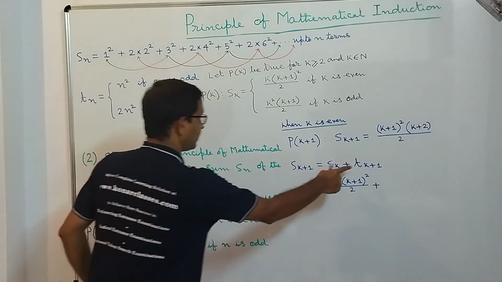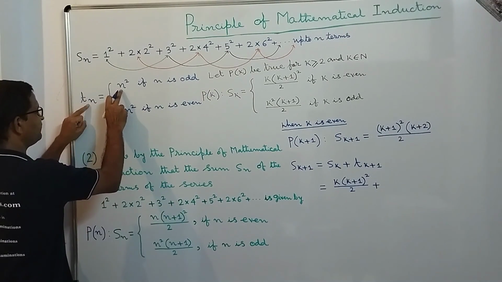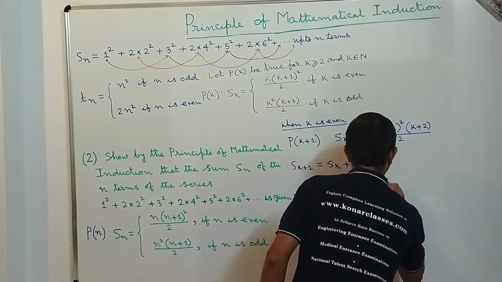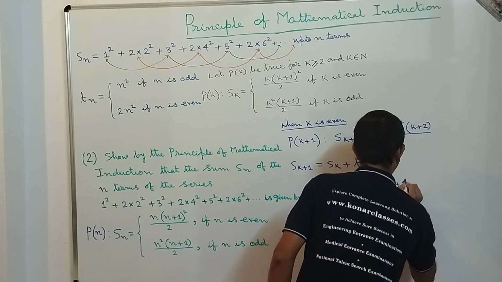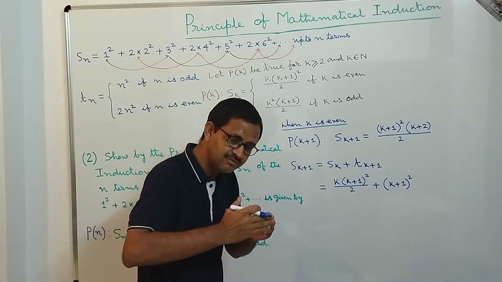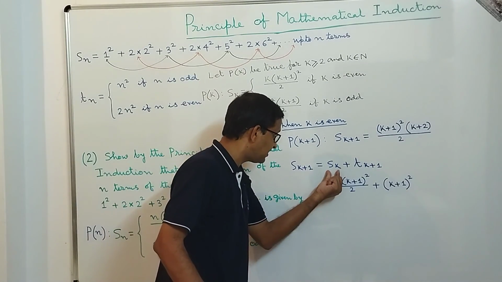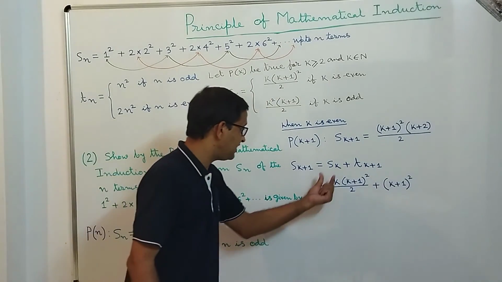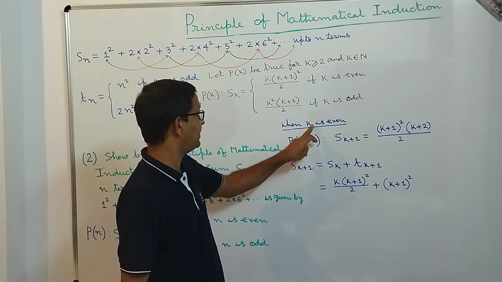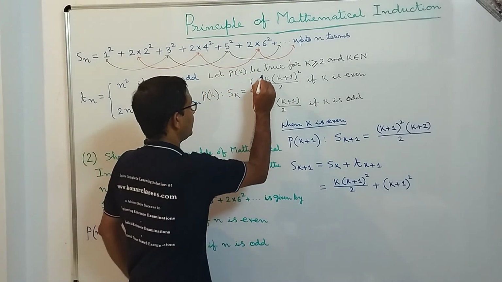Tk plus 1, where k plus 1 is odd. If it is odd, then for tk plus 1 we should take this branch of the definition, that is (k plus 1) whole square. Correct or not? So we can write here that it is equal to (k plus 1) whole square. Let me say once more, dear students, Sk plus 1 is nothing but the sum up to the first k terms plus the (k plus 1)th term. So that means Sk plus tk plus 1. What is Sk? Sk is the sum up to the first k terms where k is even. K is even means we should take this branch, and this we have assumed is true.